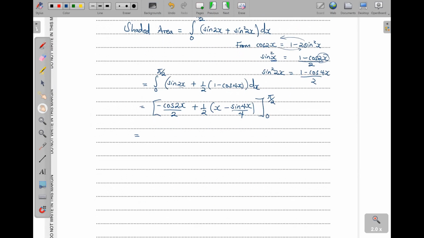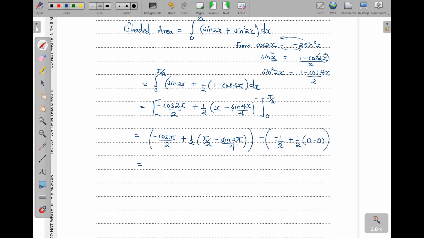Now, when we put the limits, we are going to have negative cosine of, when you put pi over 2 here, you'll get pi, then over 2, plus a half, then into pi over 2 minus sine of, pi over 2 times 4, that will be sine of 2 pi here over the 4. Then after that, to go to the lower limit, we subtract. So put 0 here. Cos of 0 is 1, but there is a negative. And then plus a half, of course, inside here, 0, 0.